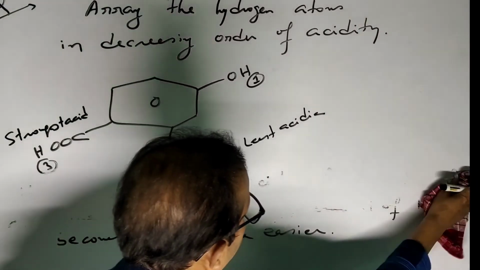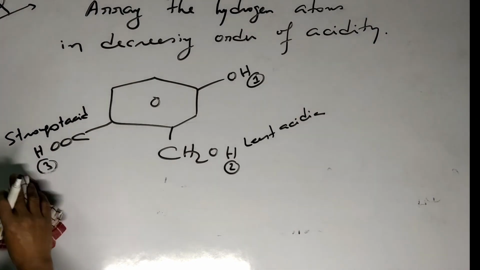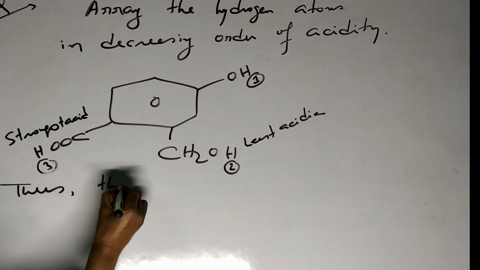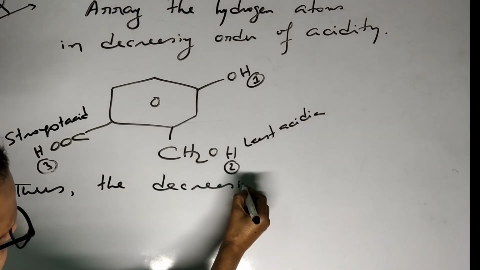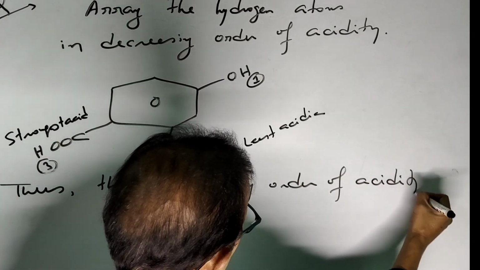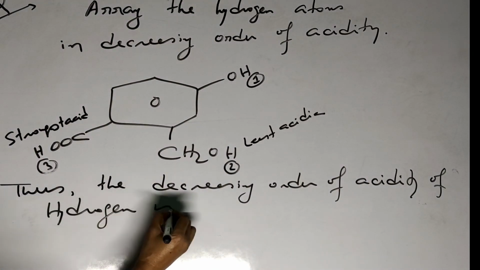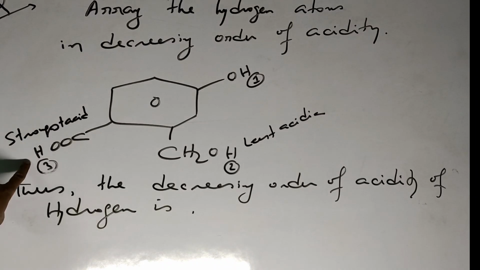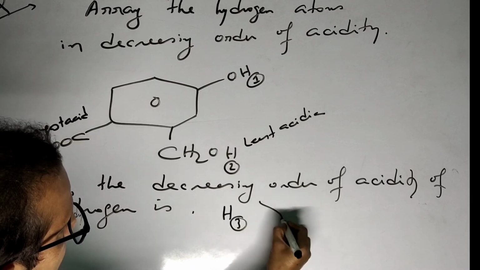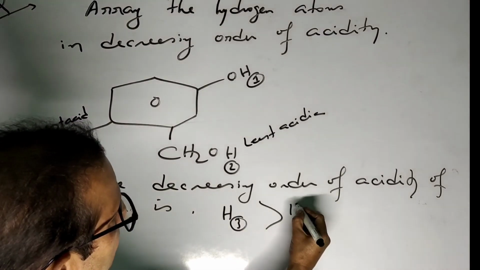Thus the decreasing order of acidity of hydrogen is: highest acidic hydrogen 3 greater than phenolic hydrogen 1.